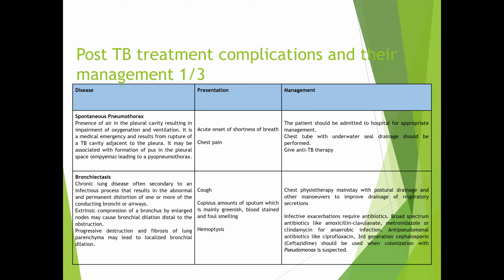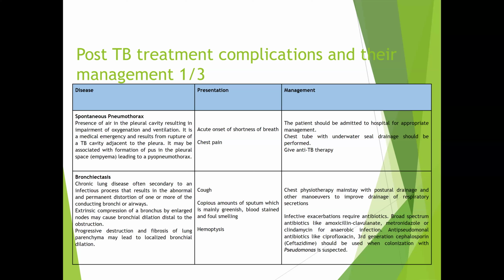The second one is bronchiectasis. Bronchiectasis is a chronic lung disease, often secondary to an infectious process, that results in abnormal and permanent distortion of one or more of the conducting bronchi or airways. Extrinsic compression of a bronchus by an enlarged node may cause bronchial dilatation with obstruction, and progressive destruction and fibrosis of the lung parenchyma may lead to localized bronchial dilation. The presentation is a cough. The cough is always in the mornings and is highly copious.